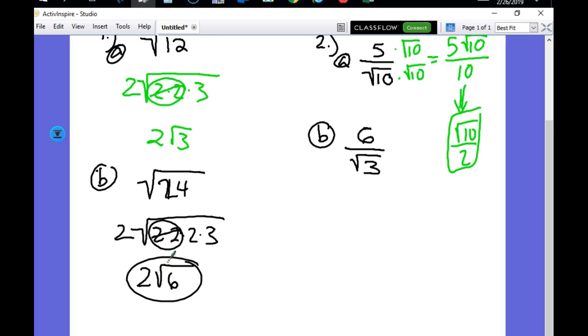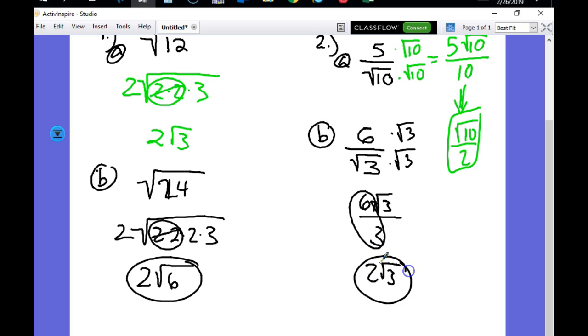Eric, we don't like having square roots in the bottom, so what do we do? Good, multiply top and bottom by the square root of 3. Tavier, what's the top going to be if I do that? 6 square root. Good, and how about the bottom? 3. Good, and then these reduce, right? And so we end up with this as our final answer.